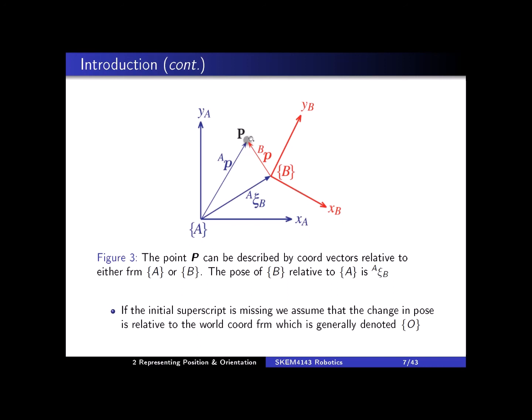So we have a point here, right? This point can be a different vector depending on which coordinate frame we are referring to. If we want to describe this point with respect to coordinate frame A, we use this symbol ^A P, and the same point with respect to coordinate frame B, we use this symbol ^B P. So the point P can be described by coordinate vectors relative to either frame A or frame B. The pose of B relative to A is ξ^A_B.